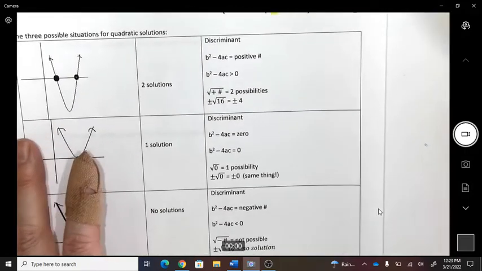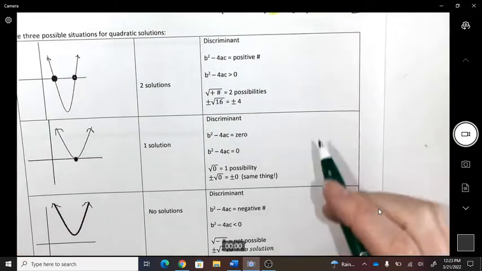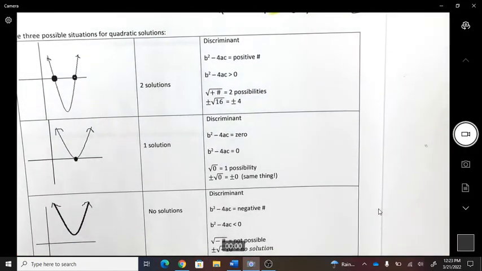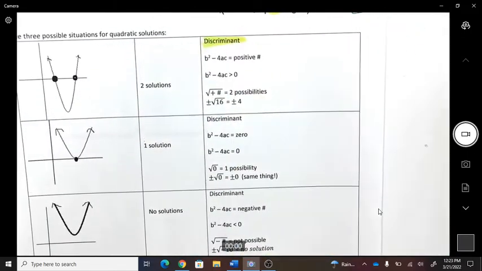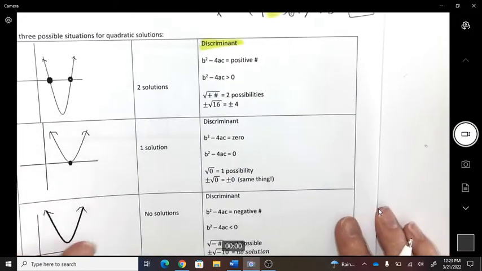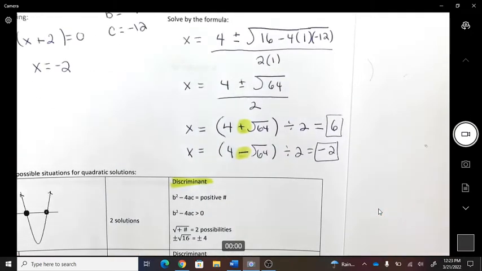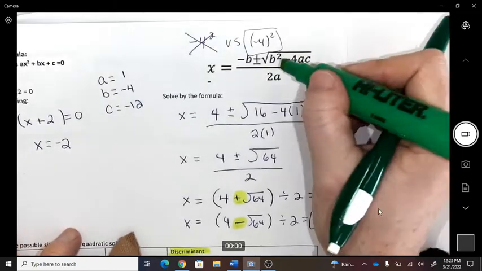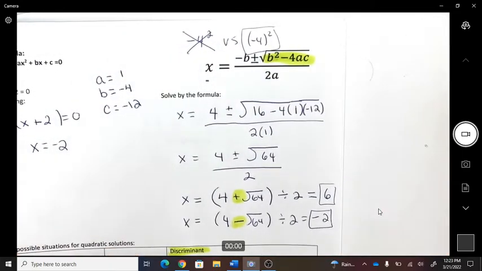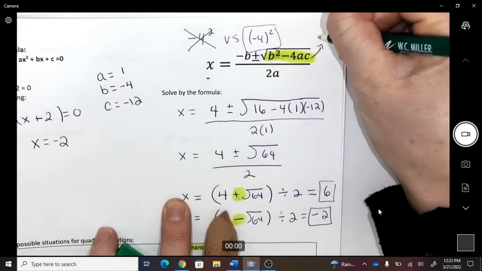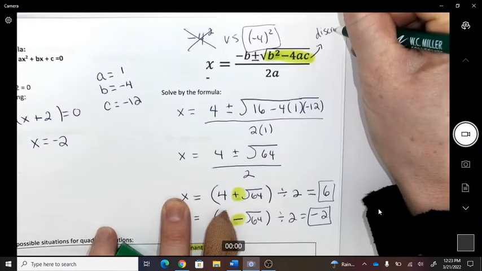So we're going to talk about the word discriminant. You're going to hear me say that word, discriminant. And the discriminant is this number right here. What is b squared minus 4ac? That is the discriminant.